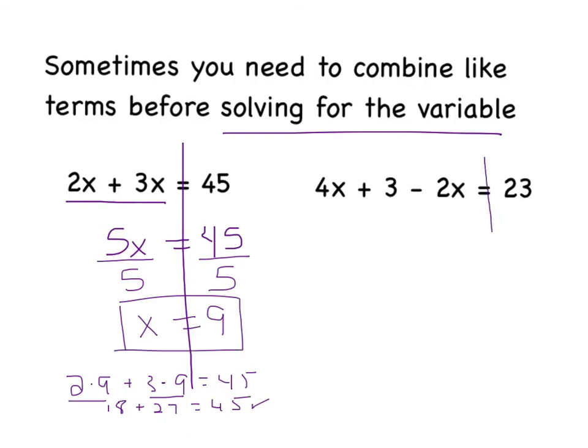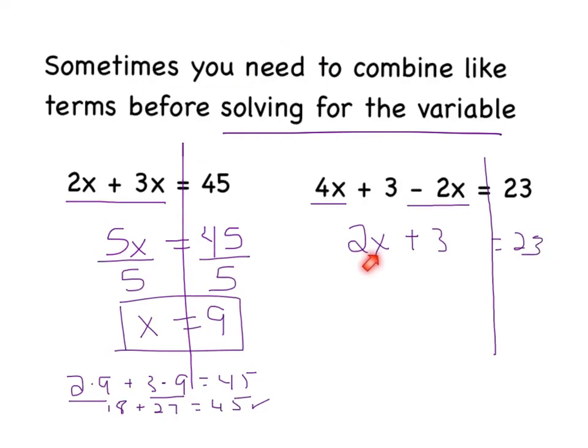So I'm going to separate the sides and see if I have any like terms I can simplify first. 4x, and here's a 2x, but be careful, there is a minus sign in front of it. So 4x minus 2x is 2x. And then I'm going to bring everything else down. Plus 3 equals 23. Now I have a two-step equation.